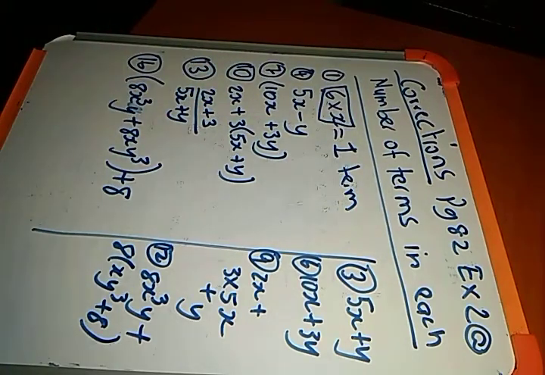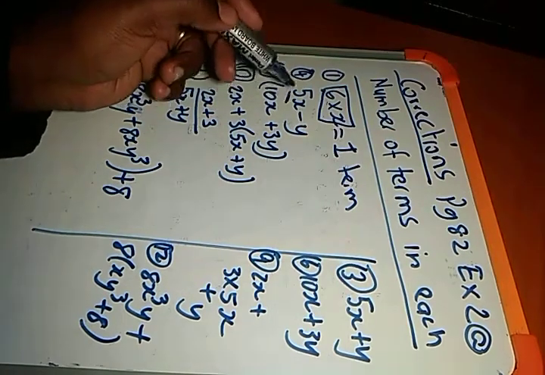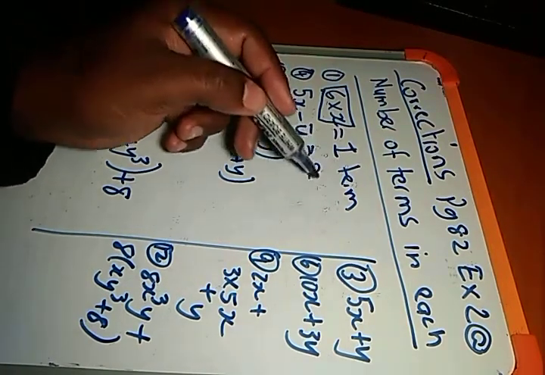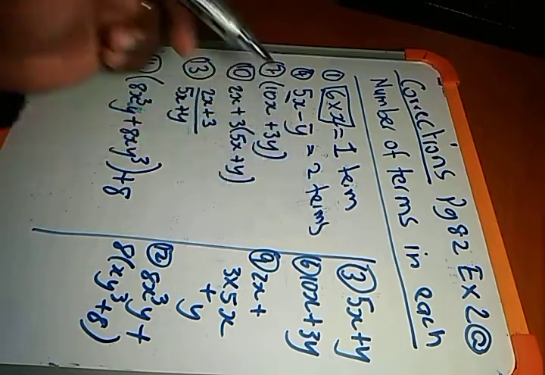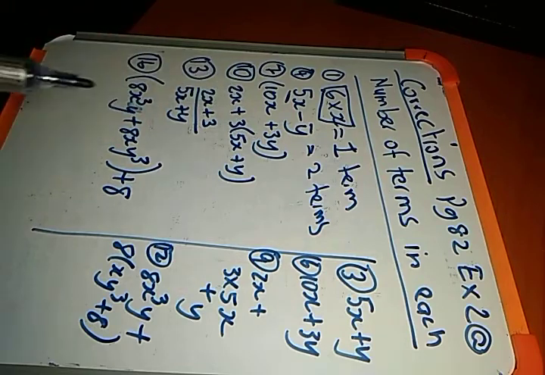And then if we look at number 4, it's 5x minus y, okay? That is a term, that is a term. So there we'll have 2 terms, right? And then we have 10x plus 3y. 10x plus 3y.